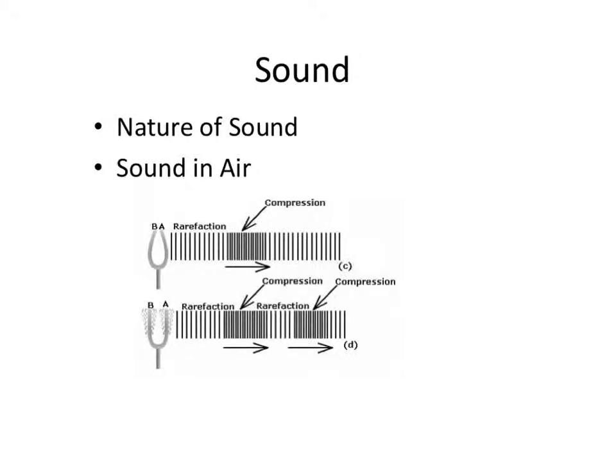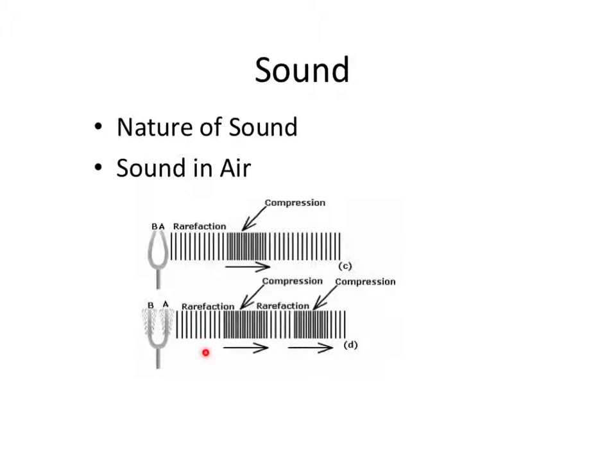This chapter deals with the nature and properties of sound. So all sound ultimately is produced by some kind of a vibrating object. A good example of that is this tuning fork right here. These are the prongs of the tuning fork. They're labeled A and B. And when the tuning fork is struck, the prongs vibrate back and forth.